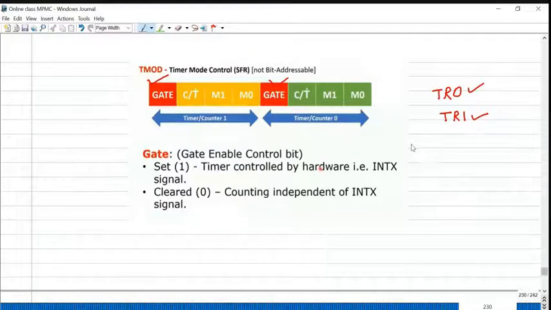TMOD, timer mode control register. This is not bit addressable. The programmer cannot access the individual bits. This is byte addressing. With the help of the TMOD name or the address of the special function register in RAM location, we can directly modify the entire byte of this register.